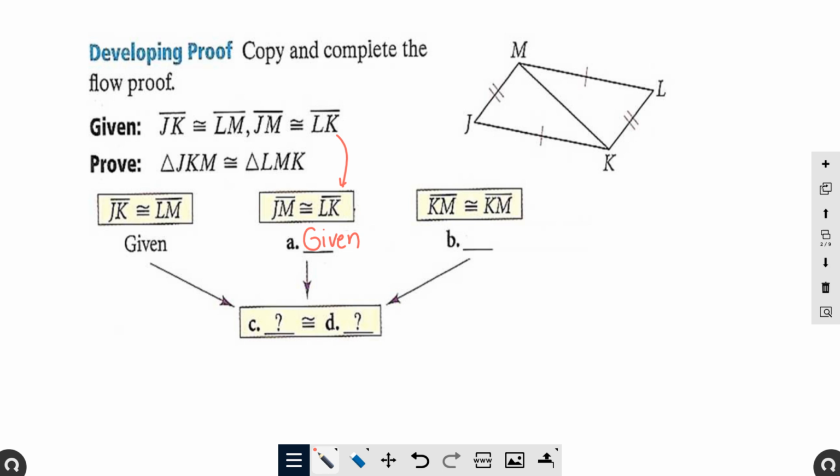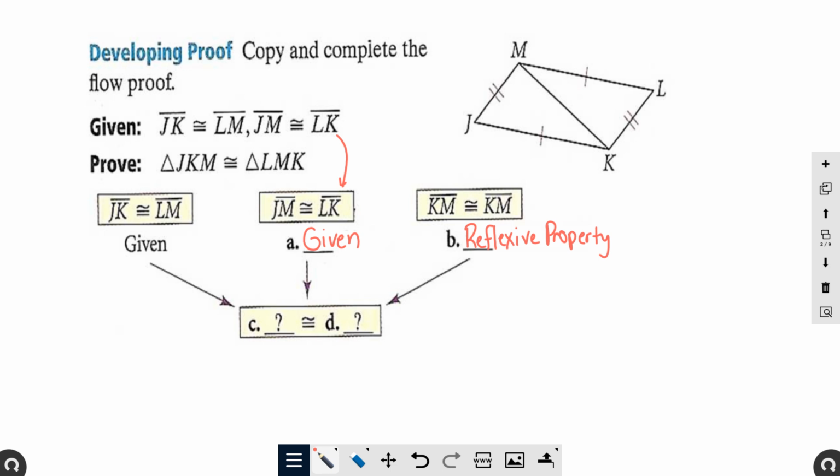Now, our next box, KM is congruent to KM. This is a property that we talked about in the very first unit. Reflexive, yep. Our reflexive property, and I told you guys we would be using this a lot in Unit 3, but reflexive property says the same thing equals the same thing.